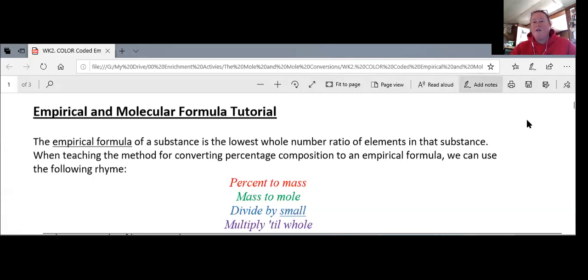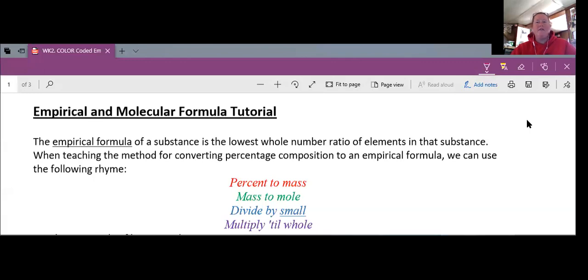Today this video is going to focus on how to determine the empirical formula of a substance. So I didn't need to cross off tutorial because this is a video tutorial of how to use this method that I'm going to have you use. So the empirical formula of a substance is the lowest whole number ratio.